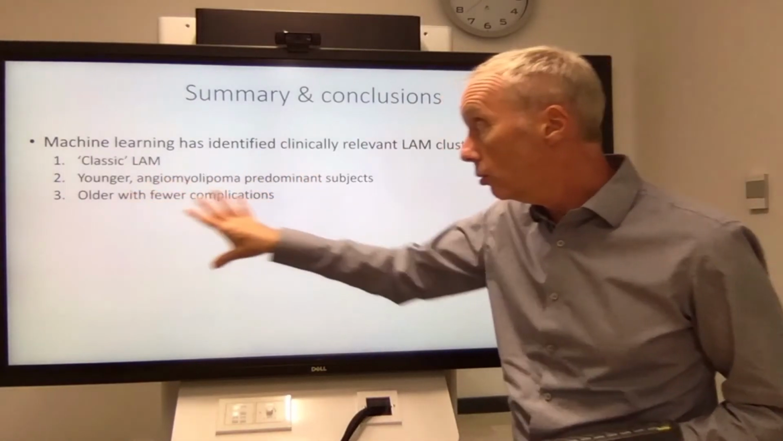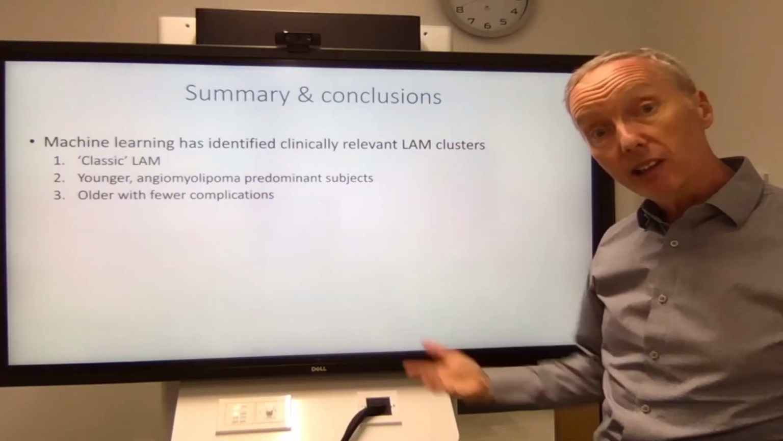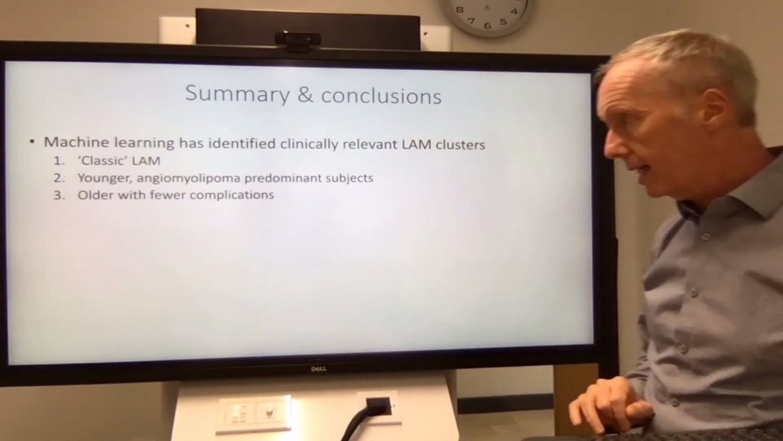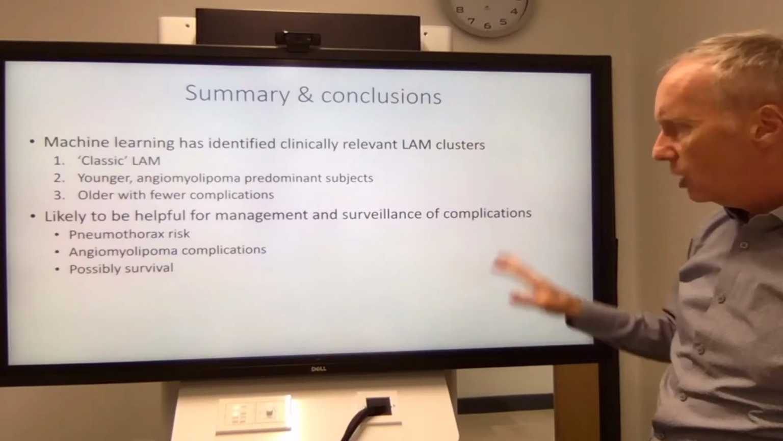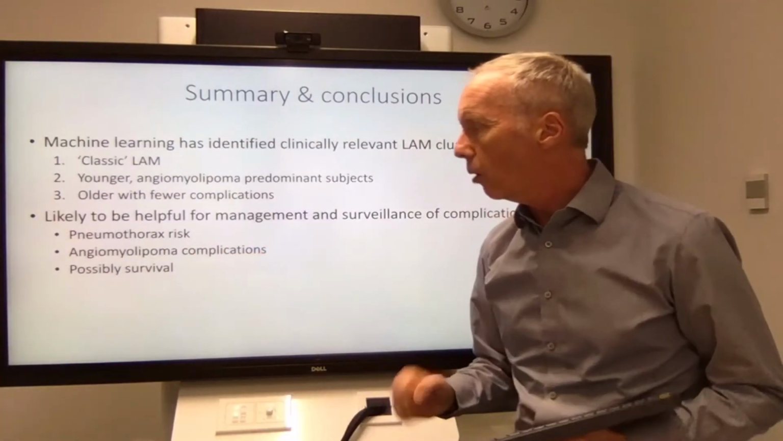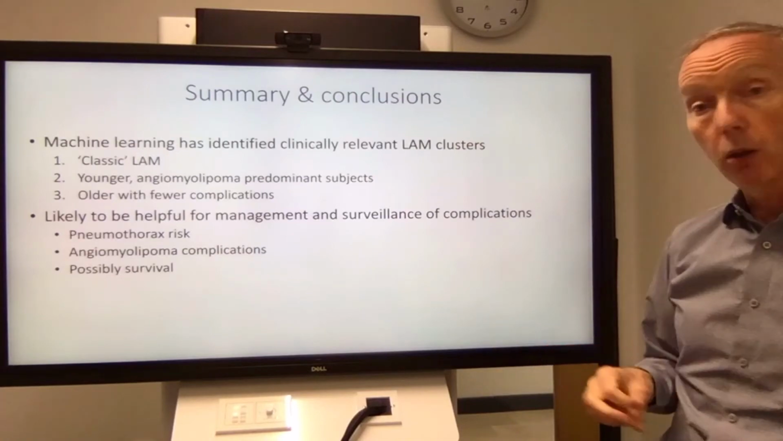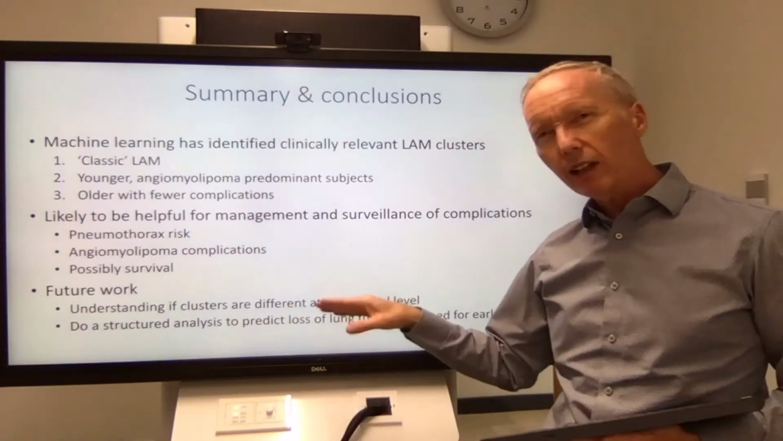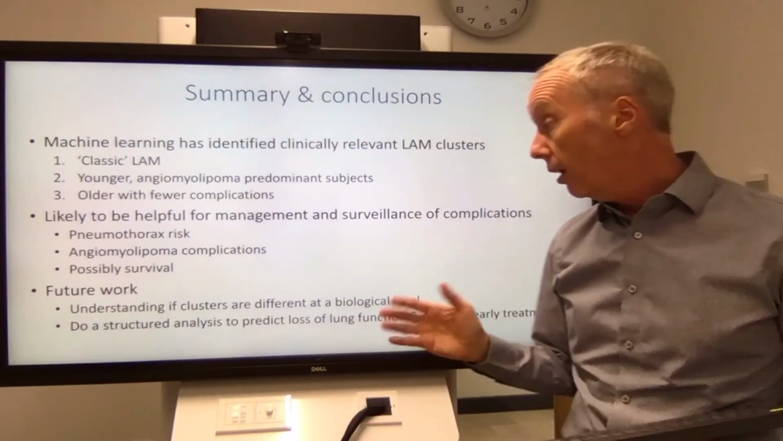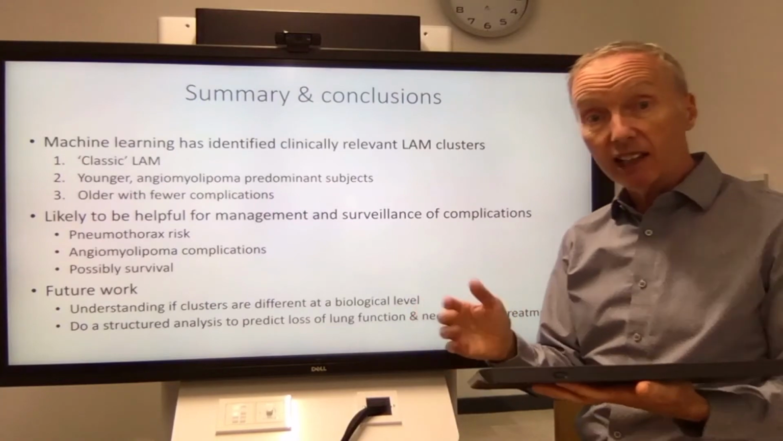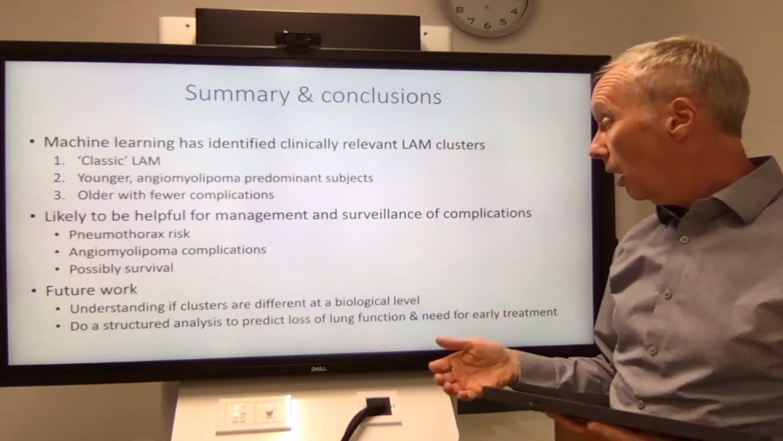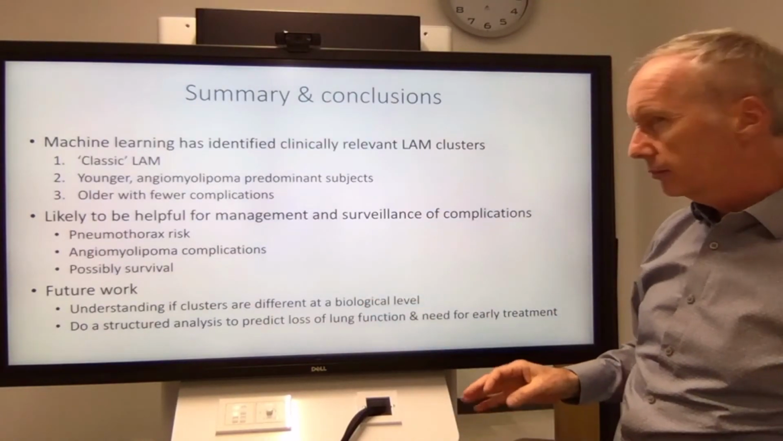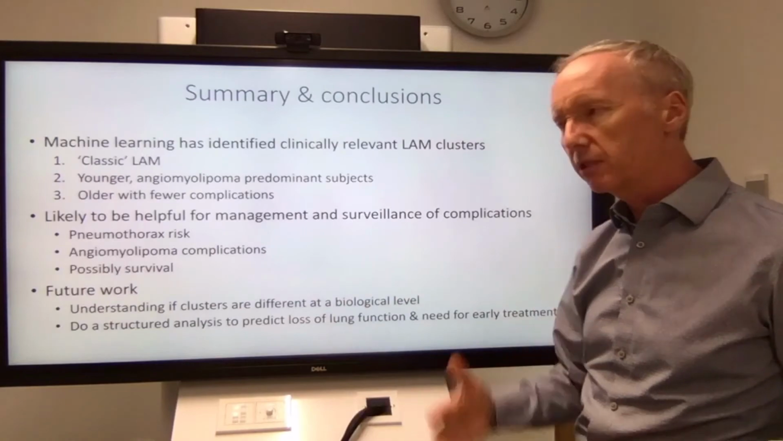And then we see a new group emerging of people presenting at an older age, in their early 50s often, with far fewer complications and slightly better outcome. So we think this will be helpful for managing these complications, pneumothorax, angiomyolipoma, and possibly survival. What I really want to do is understand whether these clusters are really different. Is there something different about the underlying biology of these people, or is it just rate of progression is different in the different clusters? It doesn't really matter for prognostic purposes, it still applies.